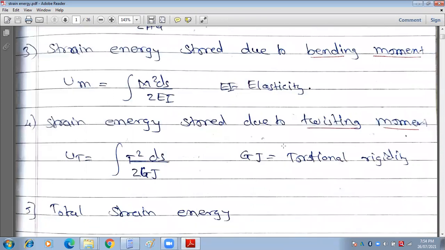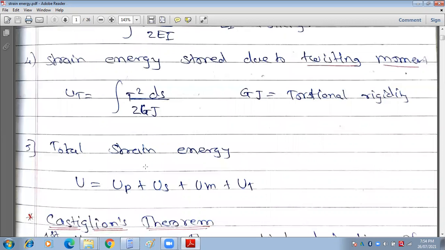Then the strain energy stored due to the twisting moment is given by Ut equals the integration of T square ds upon 2GJ, and here GJ is the torsional rigidity. And the total strain energy is given by the summation of all these four strain energies, that is U equals Up plus Us plus Um plus Ut.